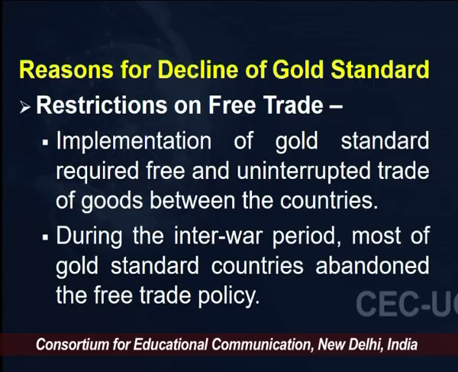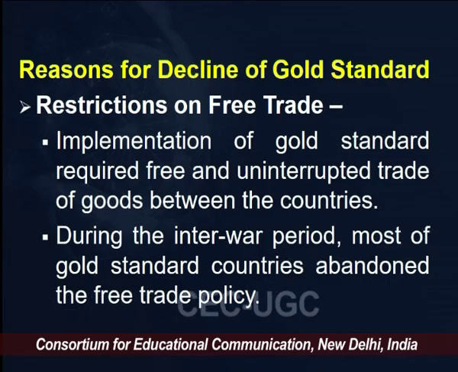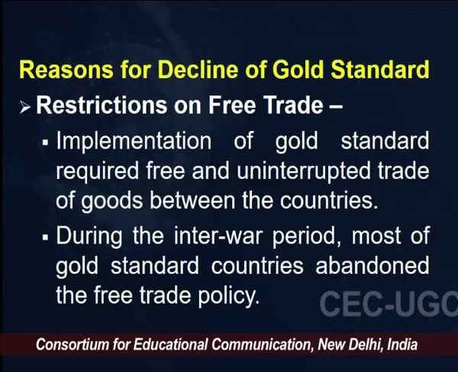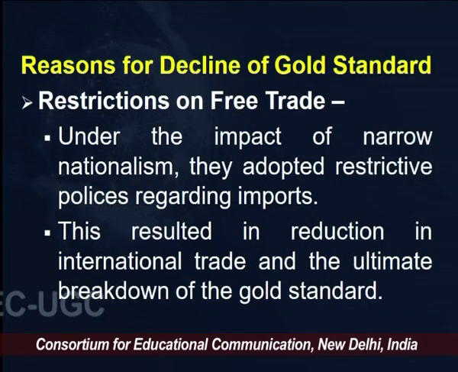Another reason was restrictions on free trade. Implementation of the gold standard required free and uninterrupted trade of goods between the countries. During the interwar period, most of the gold standard countries abandoned the free trade policy, and a spirit of narrow nationalism developed, and they adopted restrictive policies regarding imports. This resulted in a reduction in international trade and the ultimate breakdown of the gold standard. Another reason was external indebtedness.